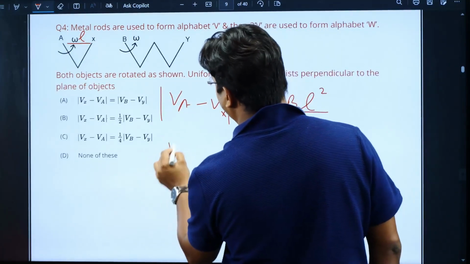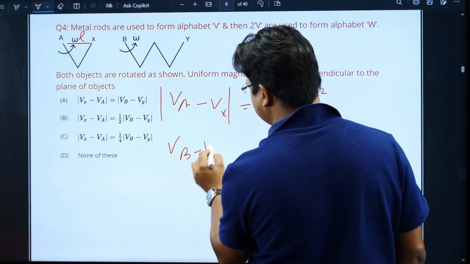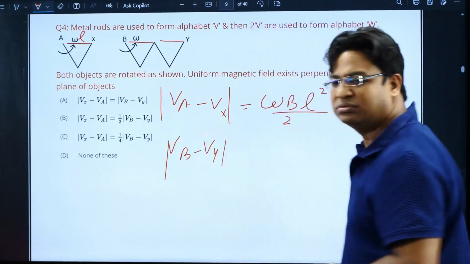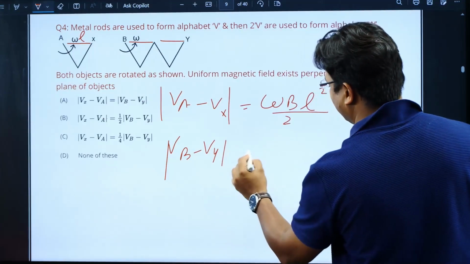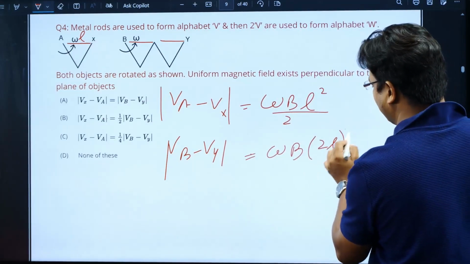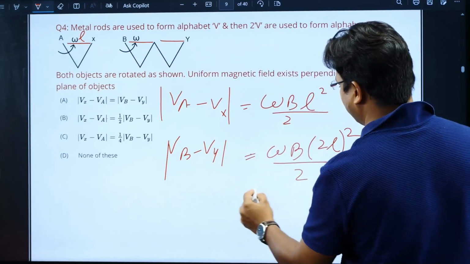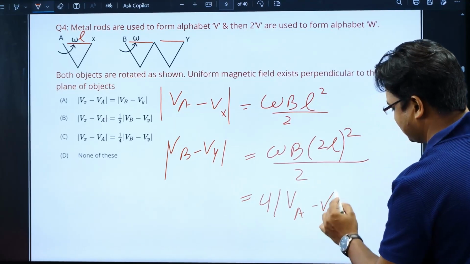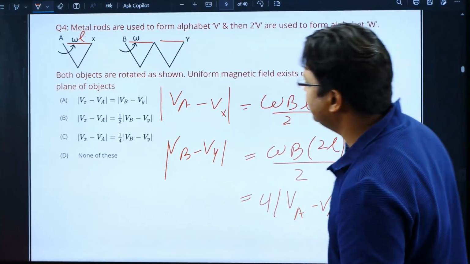And when we are trying to find out Vb minus Vy mod, notice that this distance will be 2L. Okay, this distance will be 2L. So it will be omega b 2L square by 2, or in other words, it would be 4 times of Va minus Vx. So let's see if we have such options.